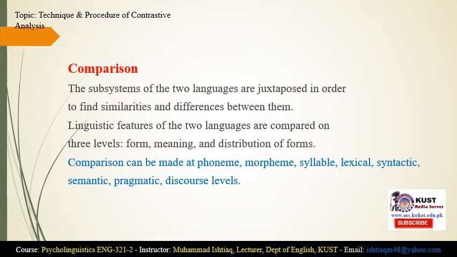When we are going to describe one thing, at the same time we should also describe another. If we account for one feature, we should also look for the same feature in the target language as well. So subsystems of the two languages are juxtaposed in order to find similarities and differences between them. It's very much clear. Comparison should be on the basis of similarities and contrast should be on the basis of differences.